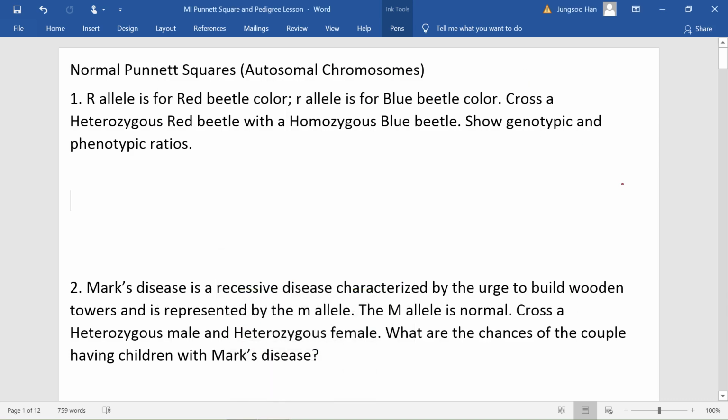Today I'm going to be showing you guys how to do the different types of Punnett squares and also how to read a pedigree chart. Okay, so let's start with a couple examples.